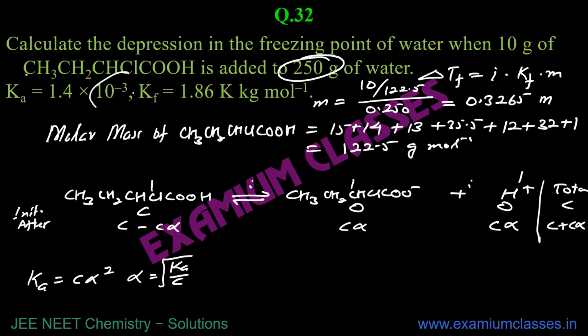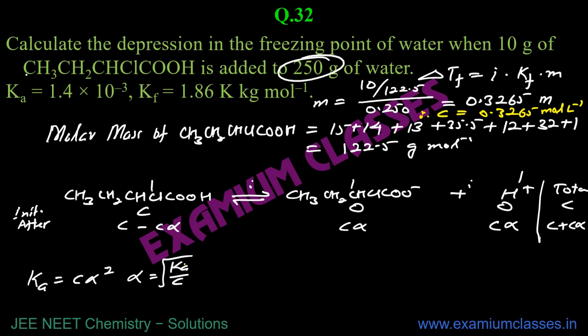Why I am saying approximately? Because K is of the order of 10 power minus 3. If K is of the order of 10 power minus 3 or less, these will be approximately same. So you will say C will also be 0.3265. So here I'm writing it separately. So hence C is 0.3265, so that you can remember. And now remember, here the unit is m, that is moles per kg. Here it will be mole per liter. I am doing approximation here.